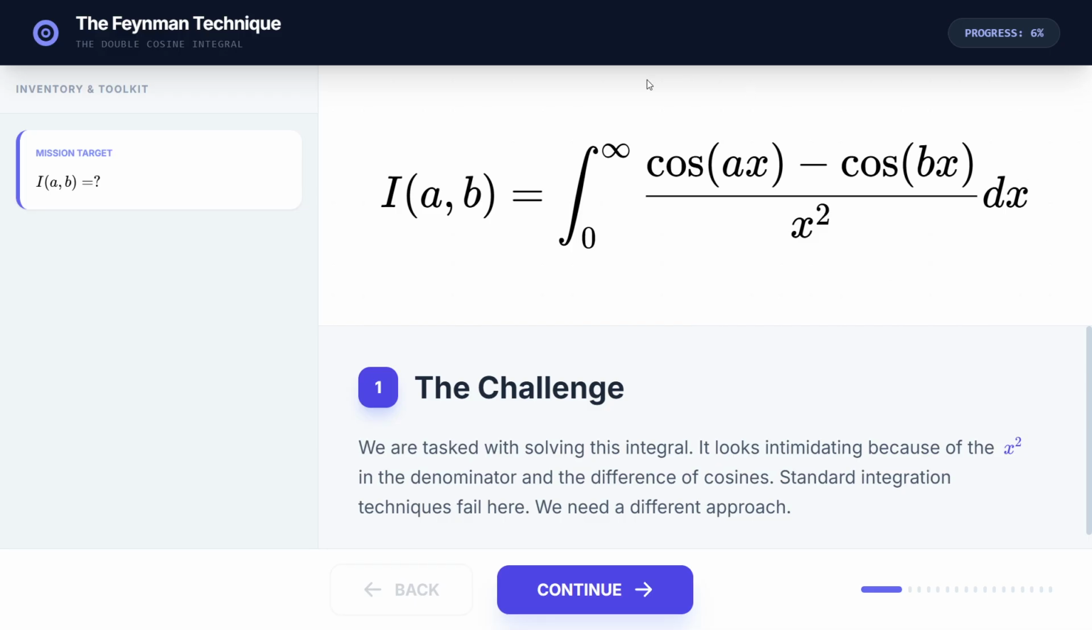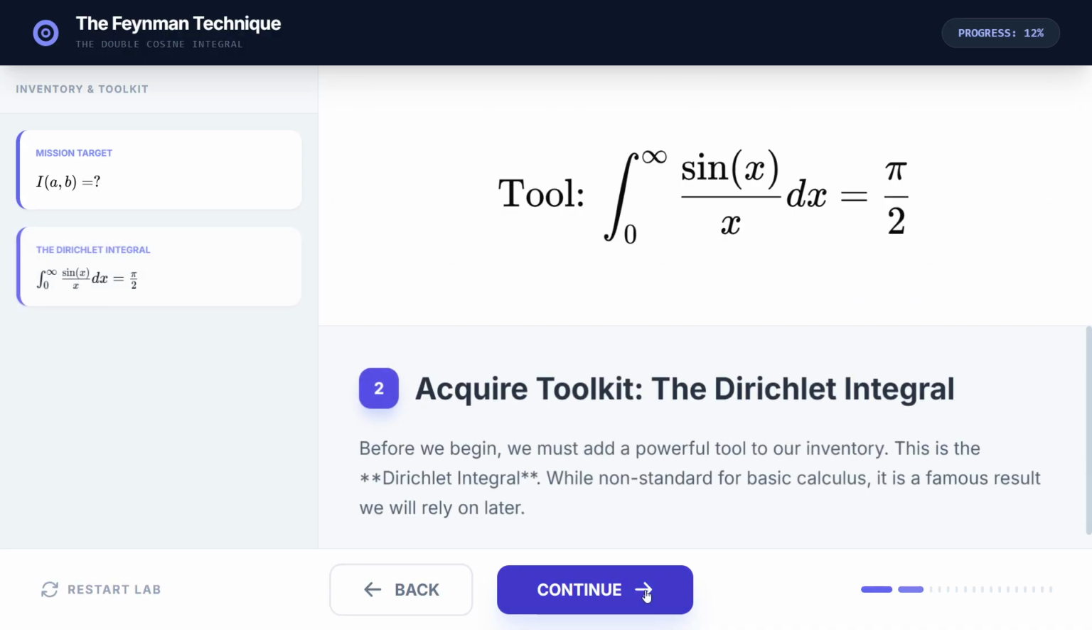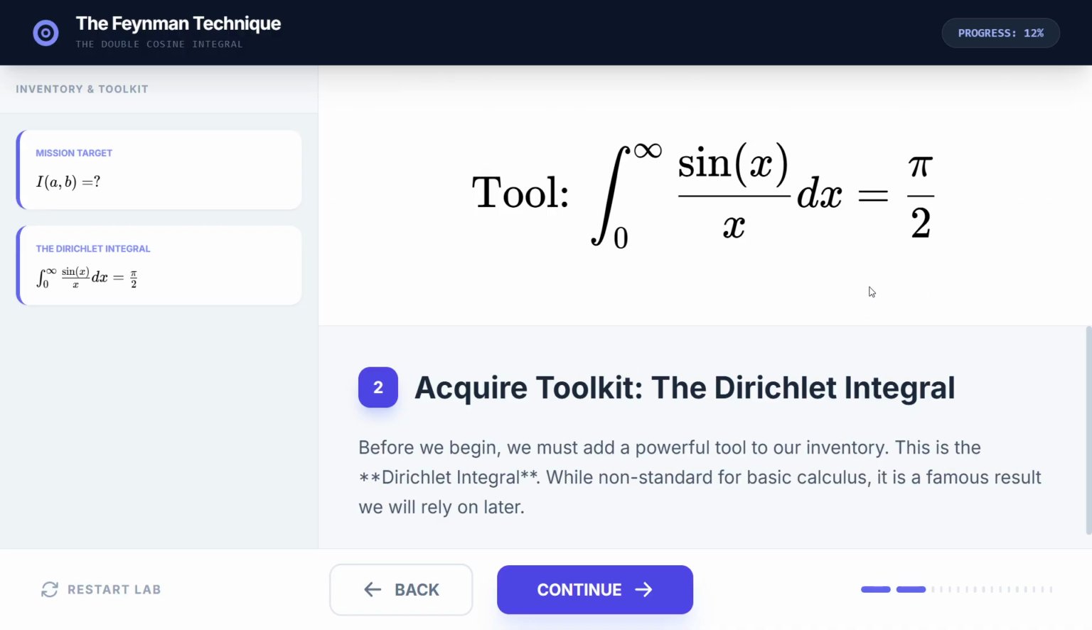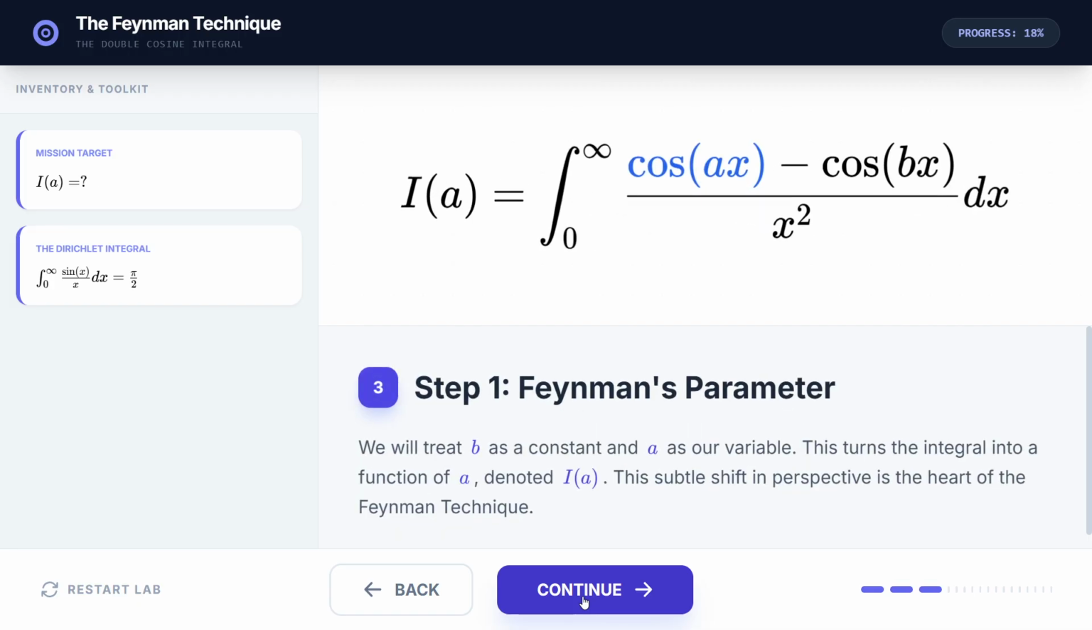Today we're going to be solving this integral. I'm calling it the double cosine integral because it's got two cosines in it. Alright, so we're going to be treating this as a function of a, and we are going to use this tool right here. We're going to start by knowing that this integral evaluates to pi over 2, and we've derived that in a previous video on this channel many times. Okay, so we're going to be using that.